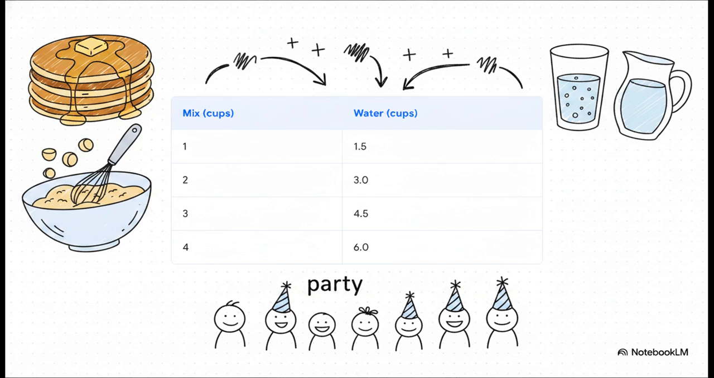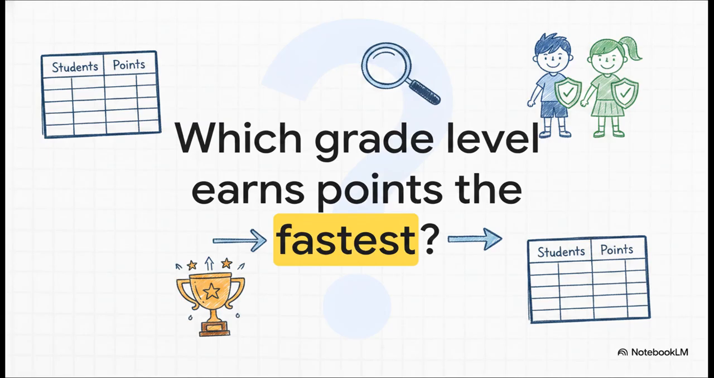It allows you to instantly scale the recipe to feed literally any size party without a second thought. It really is that easy. And you know, ratio tables aren't just for scaling up recipes. They are absolutely vital for making comparisons, too.